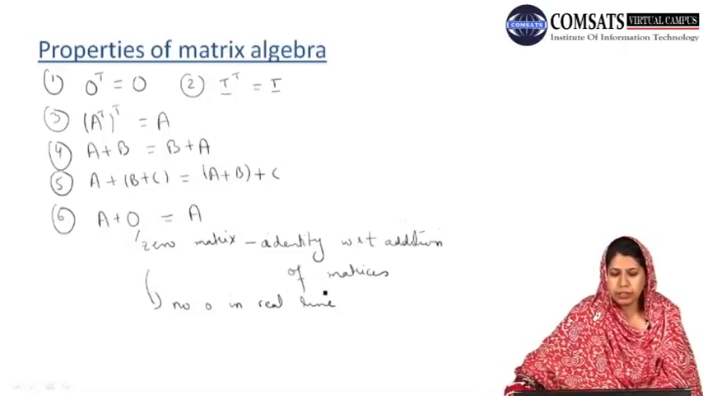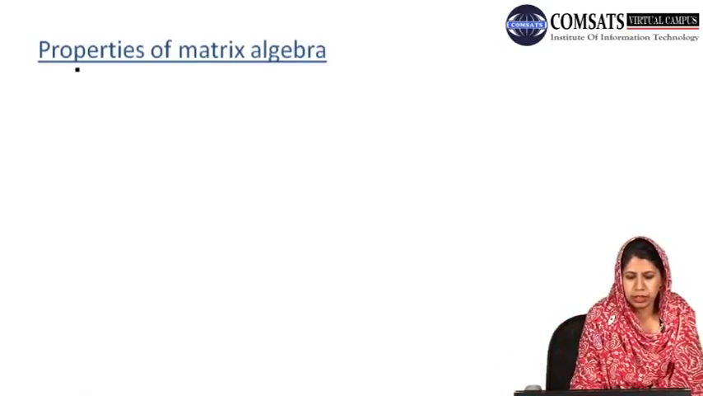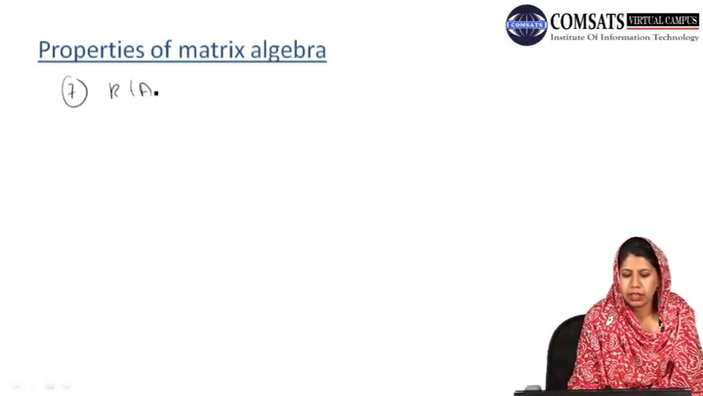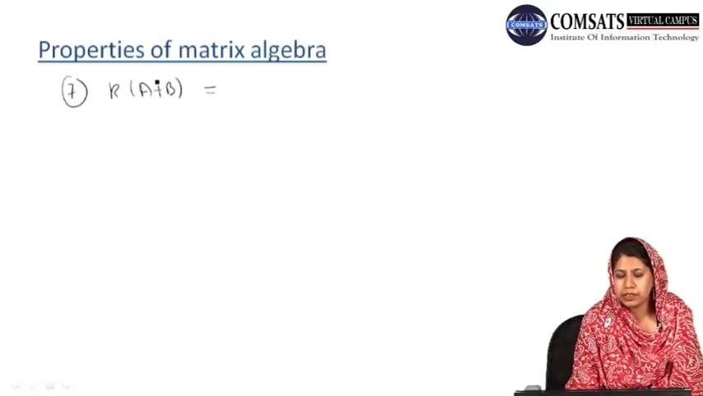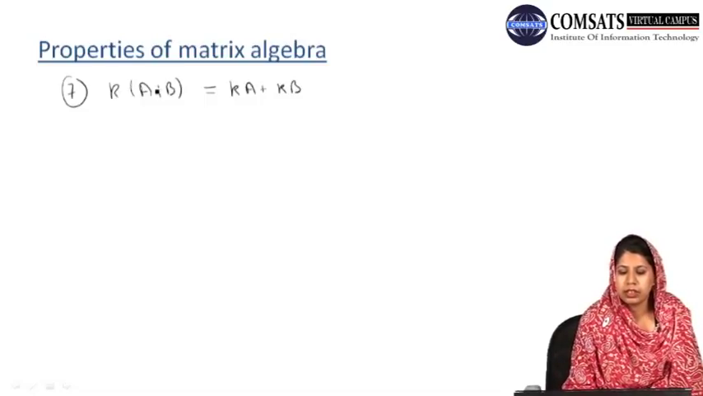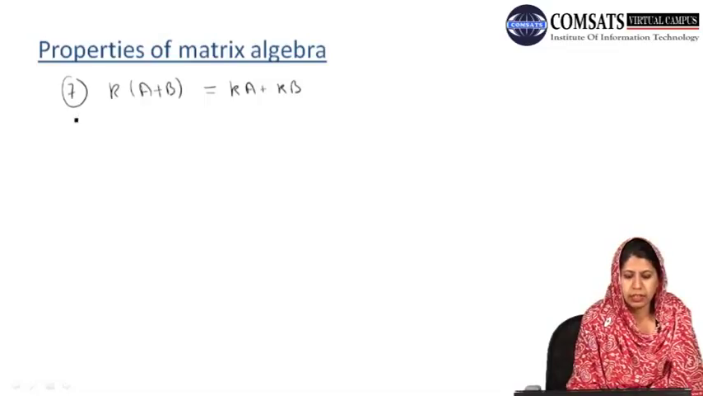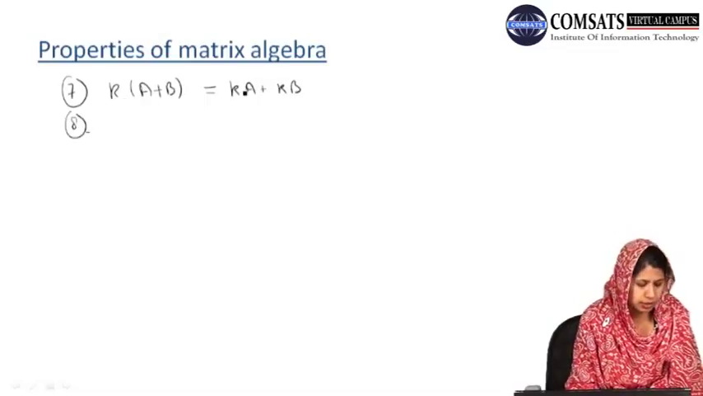We have some more properties of our matrix operations. Our seventh property says that if we have two matrices A and B and a scalar k, then either we add the two matrices and multiply with the scalar, or we multiply with the scalar and then add them, we obtain the same result. That is, scalar of the addition is the same as addition of the scalar multiple, or the scalar of the sum is the same as the sum of the scalars.